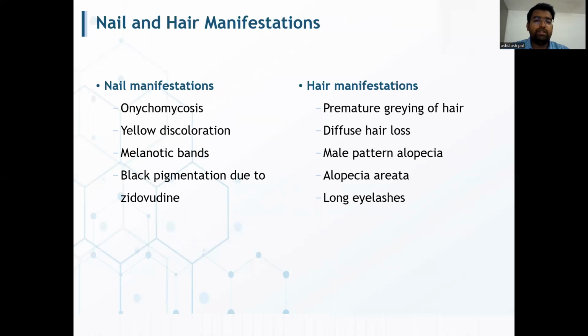Nail and hair manifestations. In nails, usually onychomycosis, yellowish discoloration, melanotic band, and black pigmentation due to zidovudine is seen if you are giving zidovudine. Hair manifestations are usually premature graying of hair, diffuse hair loss, male pattern alopecia, alopecia areata, and long eyelashes.